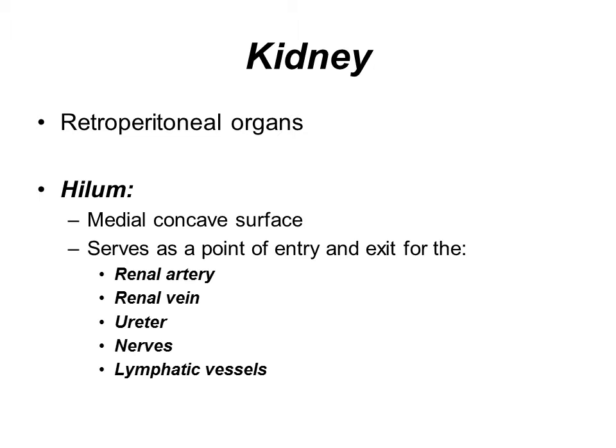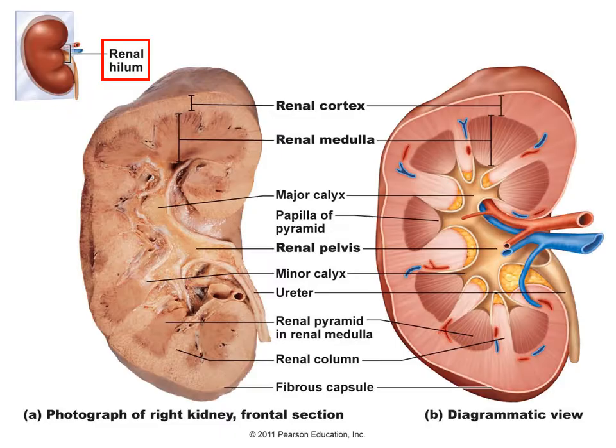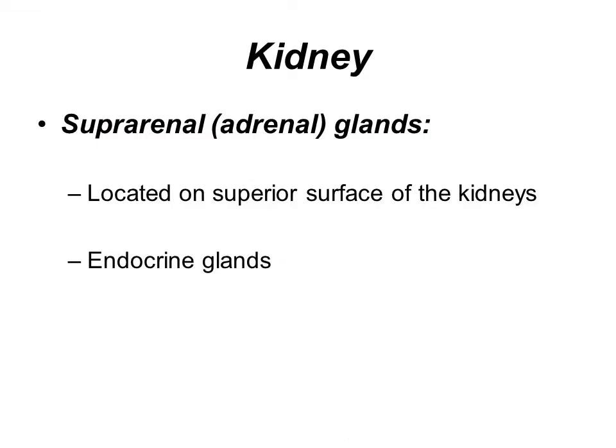The hilum is the region of the kidney. This is where the renal artery and the renal vein, the nerves, the ureter and lymphatic vessels all are going to have their point of entry or their point of exit from the kidney. So that's where they're all going to connect there. As you can see here, highlighted in the red box up at the upper left corner is the renal hilum, and then the cross section, and then the schematic diagram showing the entries.